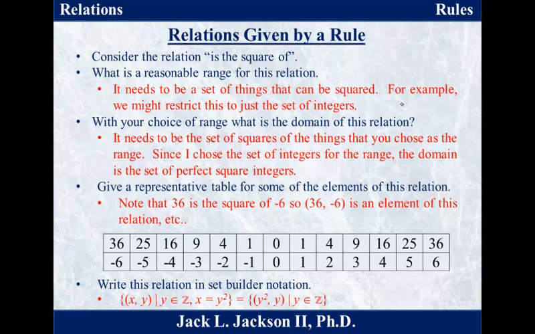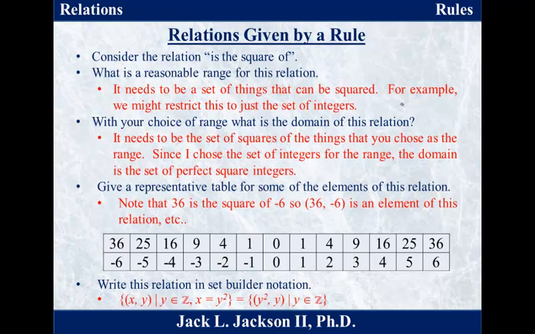Okay, so let's do it the way I did it with integers. So if you take integers for the range, then the things that are squares of them will be the domain, which is what are called perfect squares. So, for example, 36 is the square of negative 6, so 36 comma negative 6 is an element of its relation. And here I've made a table of some of the things. So 36 comma negative 6, 25 comma negative 5, 9 comma 3, 16 comma 4, and so forth.